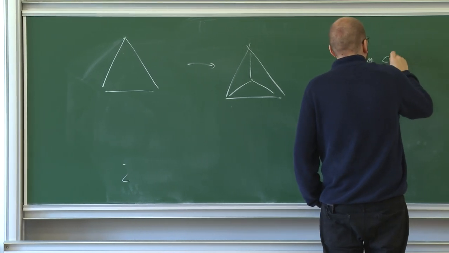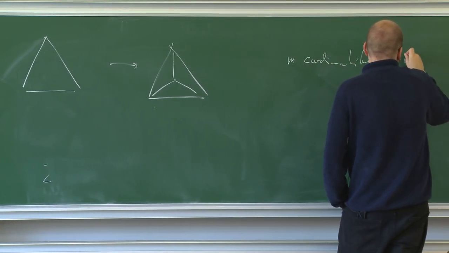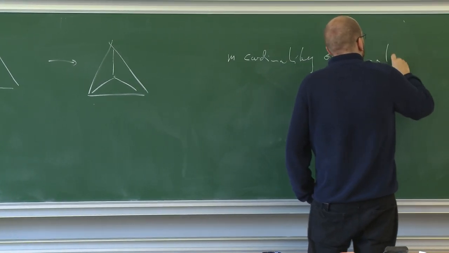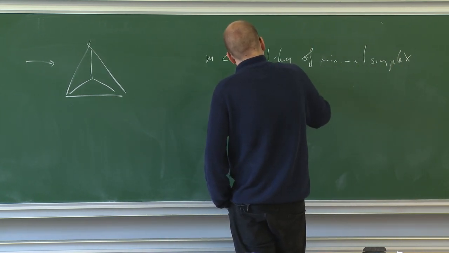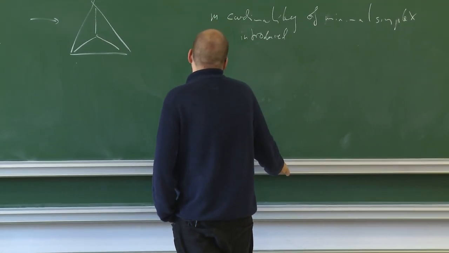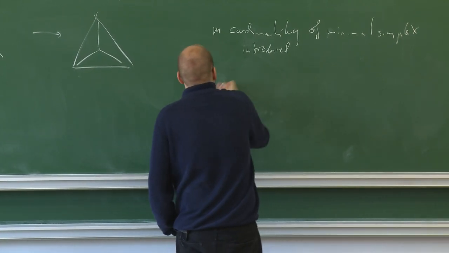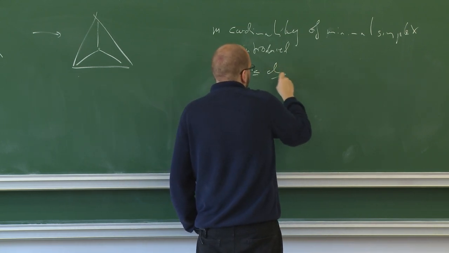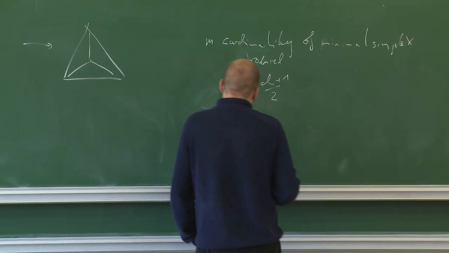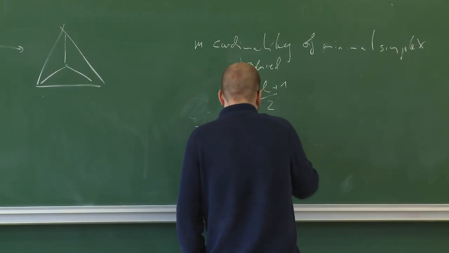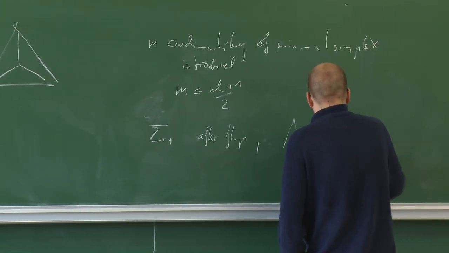So m, the cardinality of the minimal simplex introduced, sigma, m less or equal to d plus 1 over 2. Sigma plus after the flip, delta plus will be the flip locus.